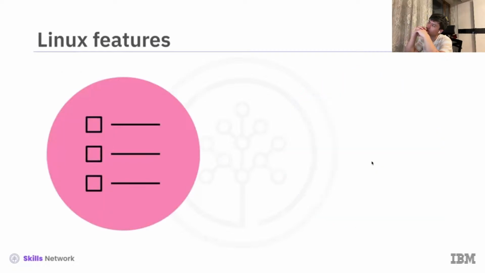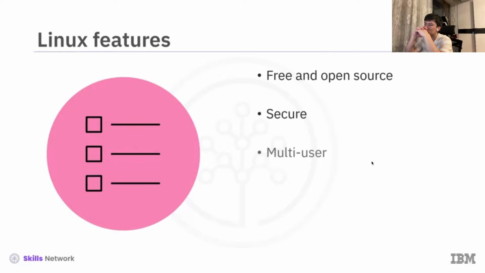Key Linux features include the following. Linux is free and open source, which means anyone can view the source code. And with so many eyes on the source code, Linux has become the most secure OS over the years. It's multi-user. Linux is designed to support multiple users accessing the system simultaneously. It also supports multitasking, running multiple jobs and applications at the same time. And it's portable.